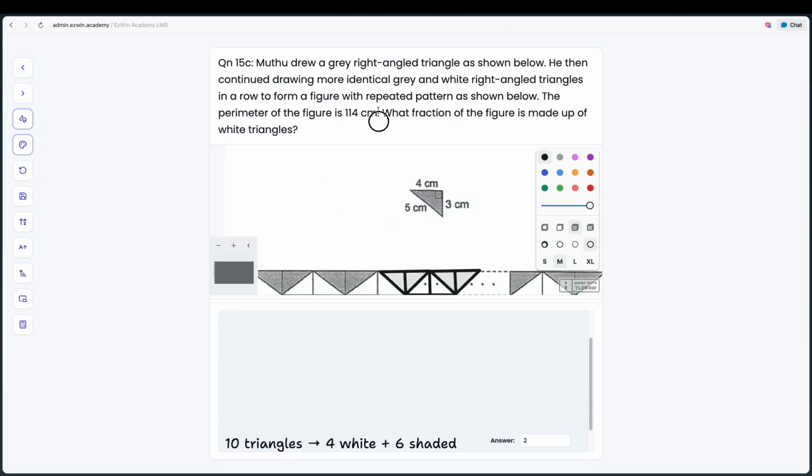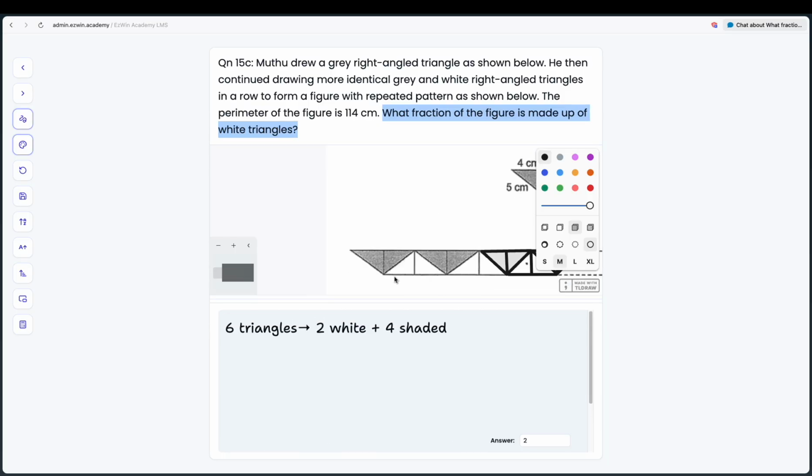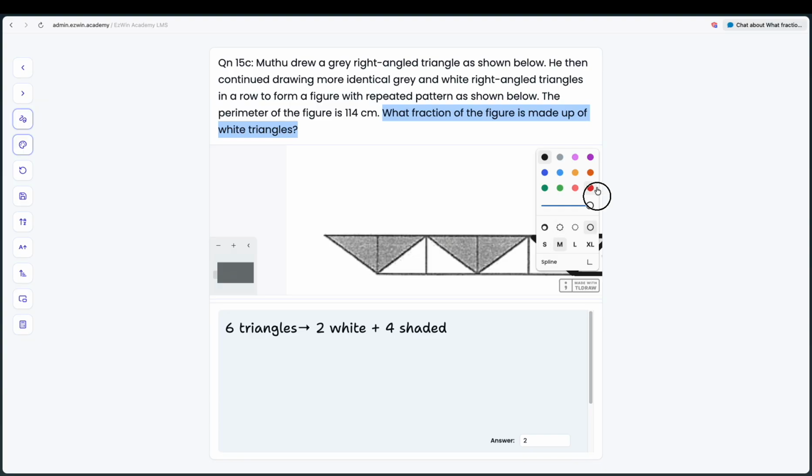All right, so for part C, what fraction of the figure is made up of white triangles? In this case, we want to focus on the smallest example. If I were to highlight this smallest example, it consists of how many? In this case, it's 6 triangles: 1, 2, 3, 4, 5, and 6. How many white triangles? We have 1 and 2. And how many shaded? 4, right? That's what I see over here.